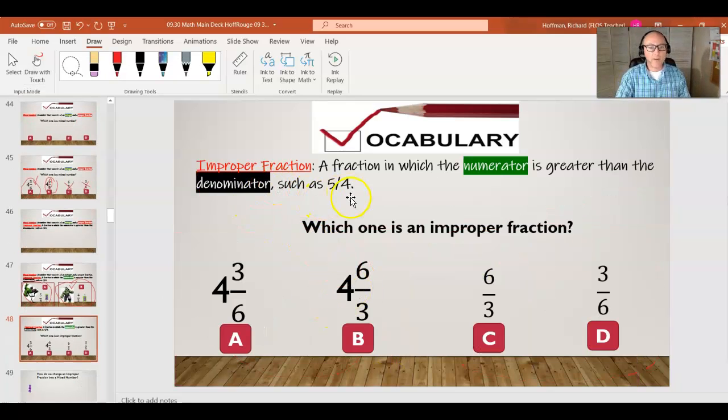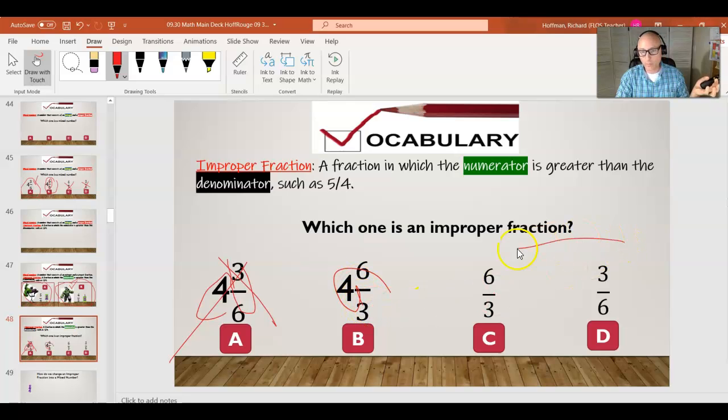So, improper fraction. Well, which one of these is an improper fraction? Pause the video. And we're back. Improper. Well, okay. These have fractions in them, but they also have integers, so they're not just fractions. Same here. Okay, so it's got to be one of these two. Which one has the numerator greater than the denominator? That would be this one. So that's improper. So this one is proper. D is proper. C is improper.